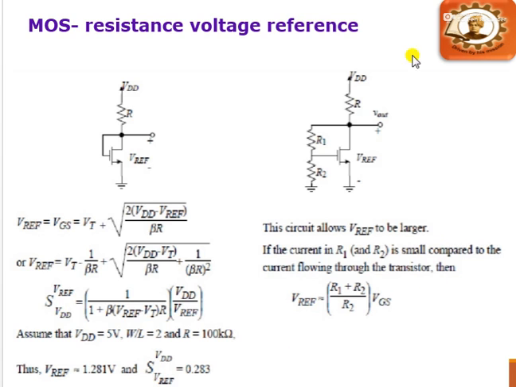Next, another voltage reference circuit is shown in the figure. Here the V reference is given by R1 plus R2 by R2 times VGS, where VGS is stabilized by the resistance R2. Here V reference is not proportional to any supply voltage. So this type of circuit will provide a highly stable reference voltage generator. We can prefer this type of circuit because it is independent of our voltage source VDD.